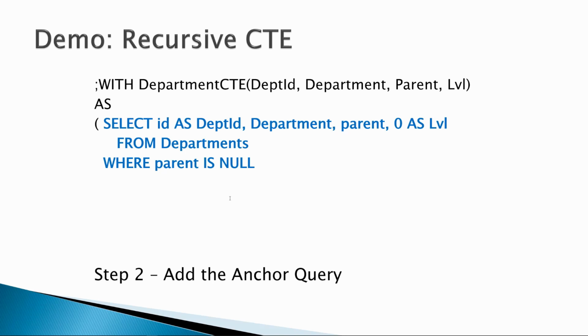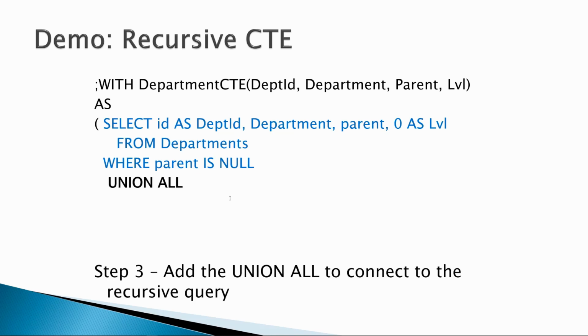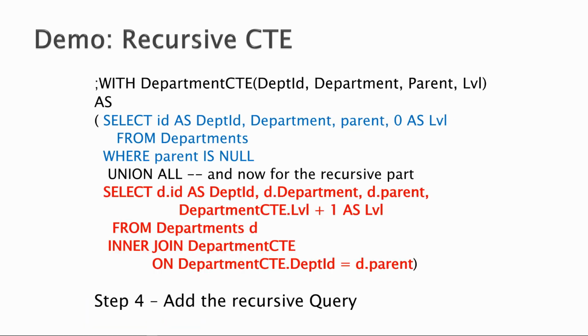Then we add the anchor query. This is basically just saying, give me all the departments where the parent is null, which means give me all the top level departments, and setting 0 as the level on those, just hard coding that as a starting point. UNION ALL is the magic keyword inside of the CTE that says, take that anchor query above and connect it up to the recursive query.